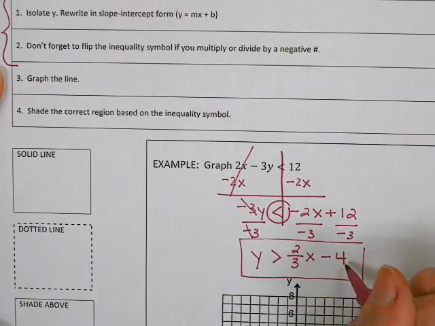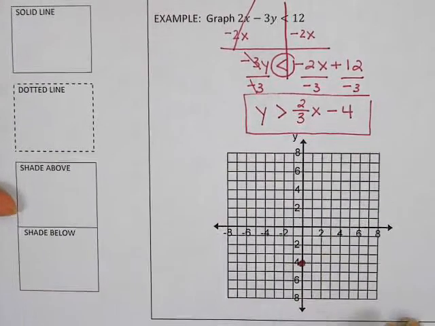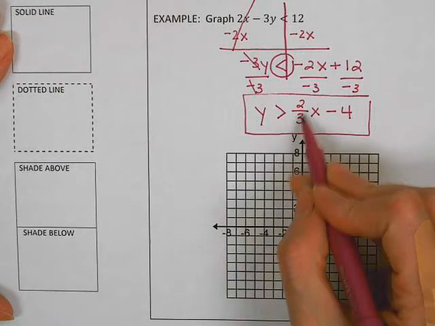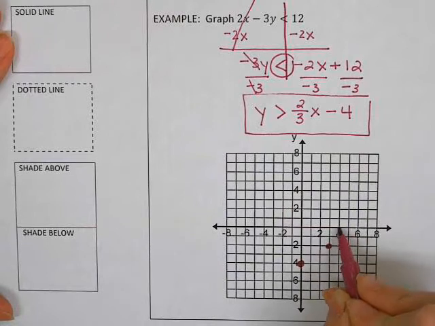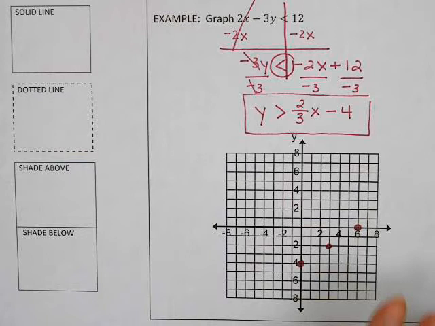So begin with the b. So we make a y-intercept at negative 4. And then move with the m, up 2, right 3, up 2, right 3. Okay, now here's where you have to be careful.